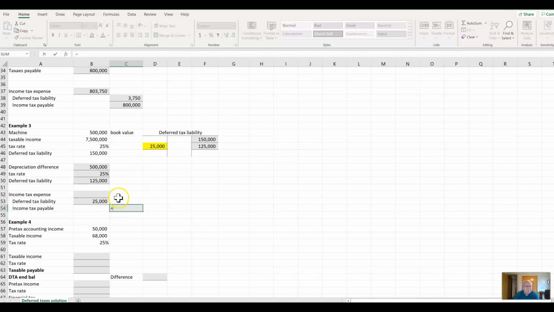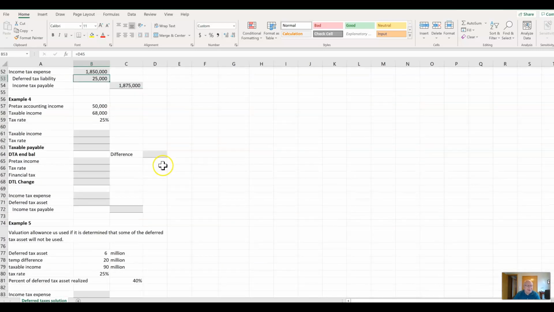Income tax payable is 7,500,000 times 25%, or 1,875,000. So the income tax expense is the 1,875,000 minus the 25,000, or 1,850,000. That's decreasing the tax liability. The other two were setting it up, and this one is decreasing it.